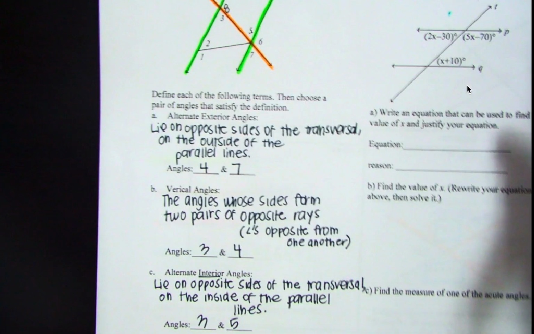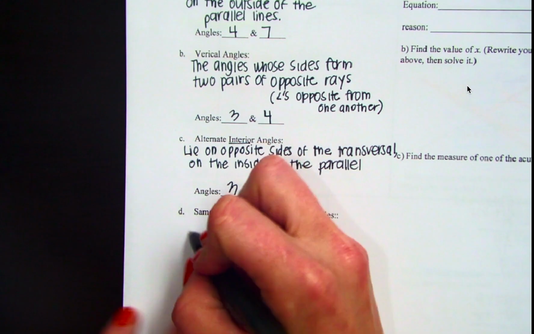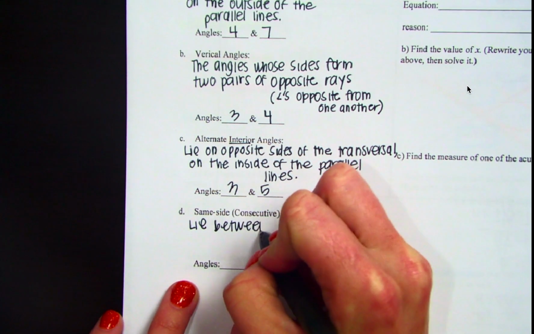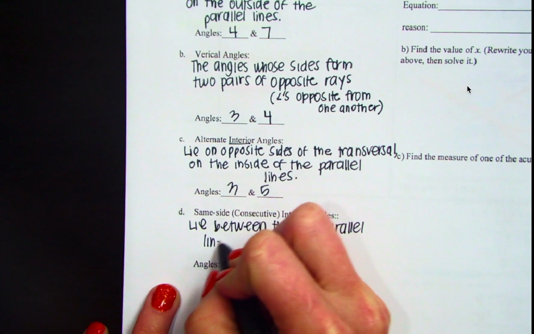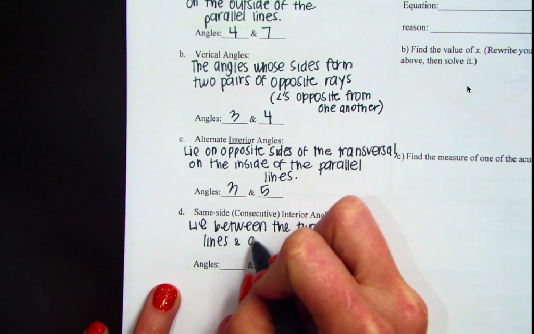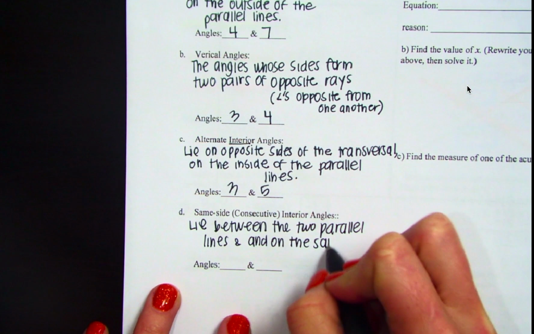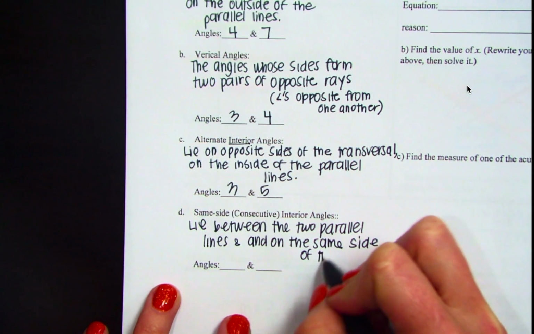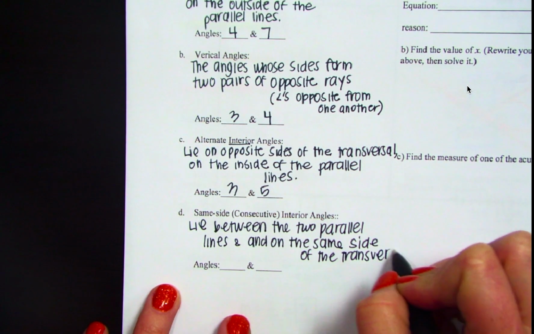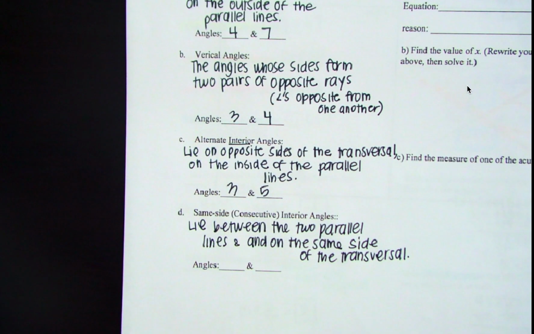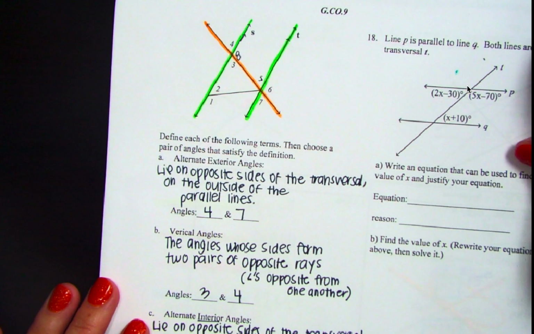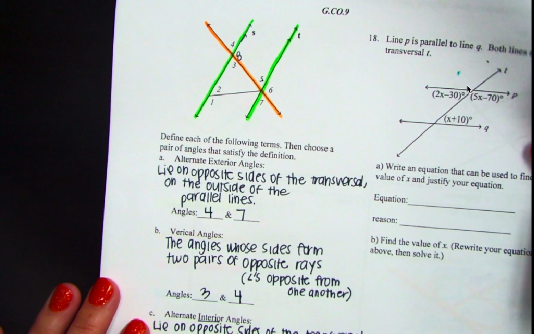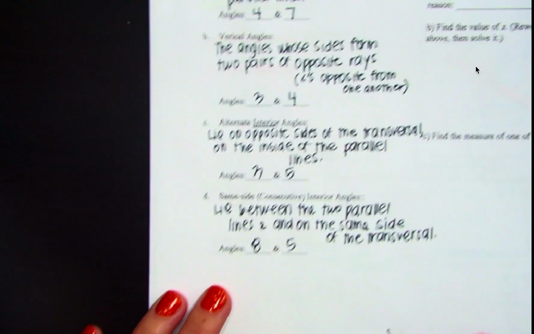And then same side or consecutive interior angles lie between the two parallel lines and are on the same side of the transversal. So lie between the two parallel lines and are on the same side of the transversal. That would be angle 8 and angle 5. So we have angles 8 and 5.